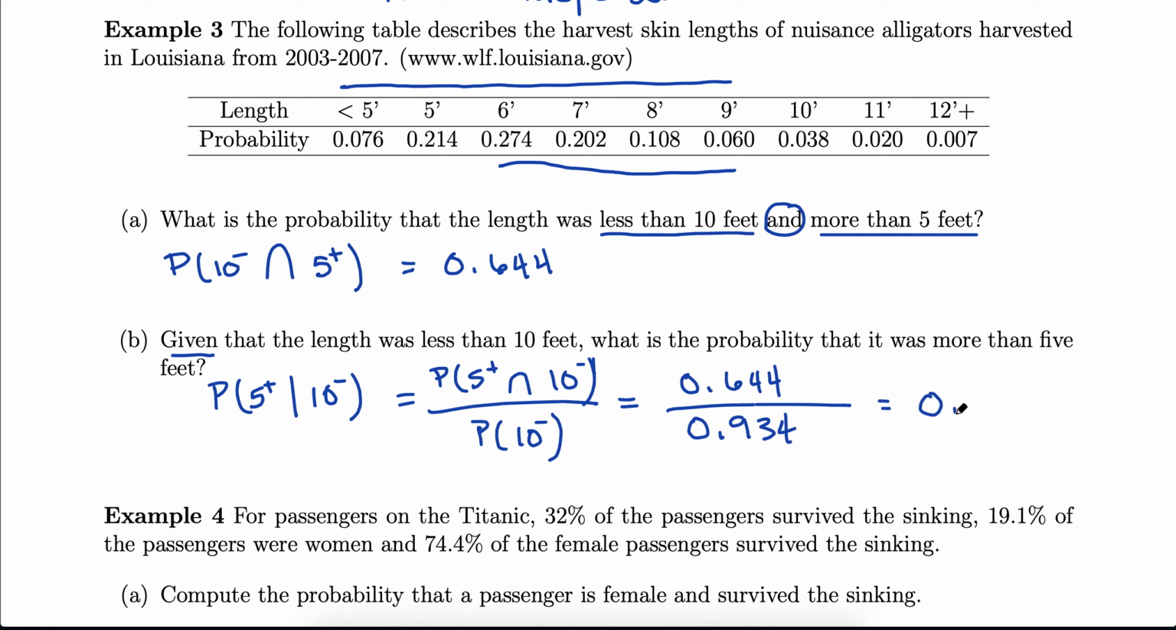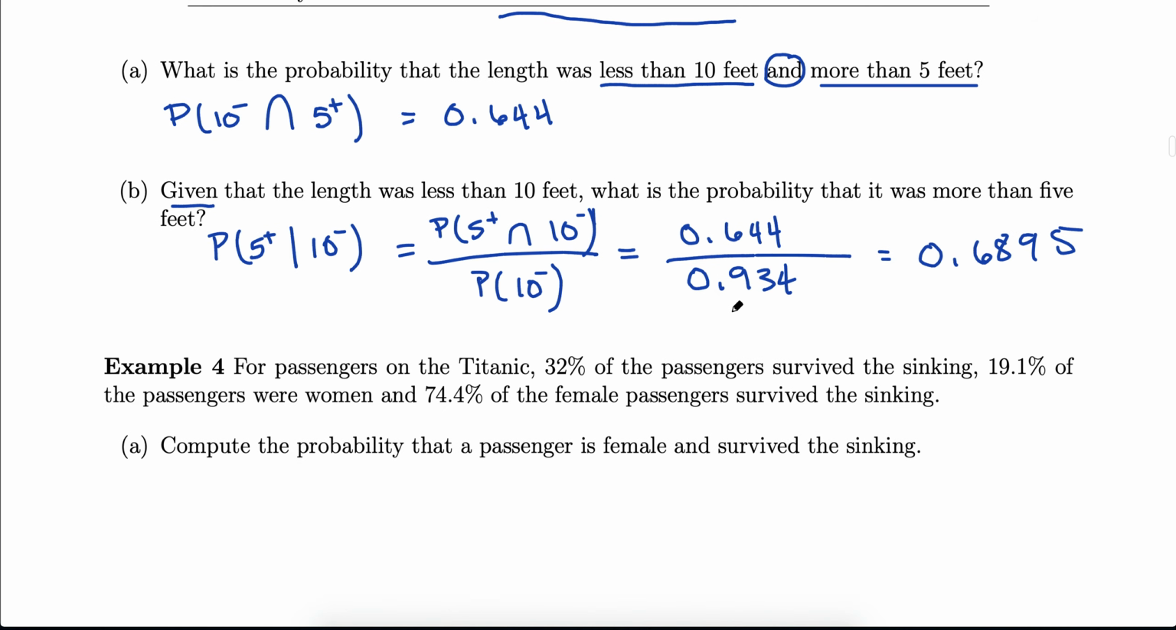And you'll get 0.6895 here. So checking out those that are between 9 and 6 relative to just all those that are strictly less than 10. So we use the same formula, but it just looked a little bit different in this example. We'll have one final video with a couple more examples to get some practice.